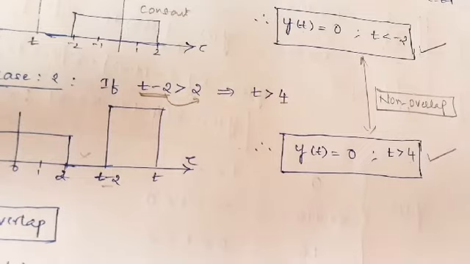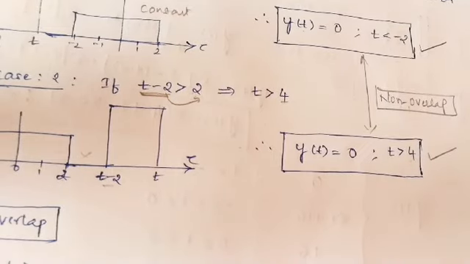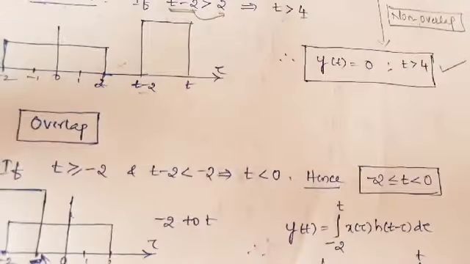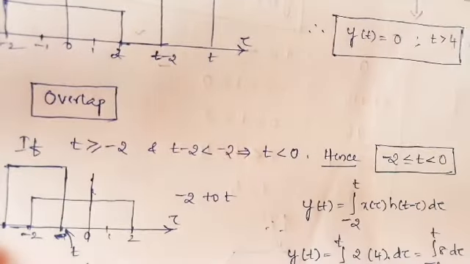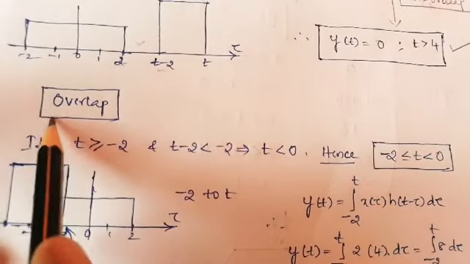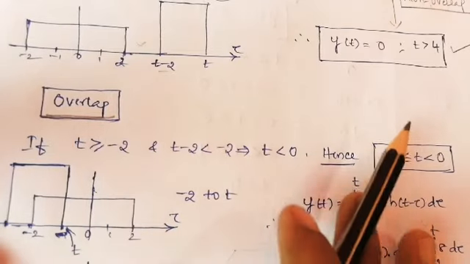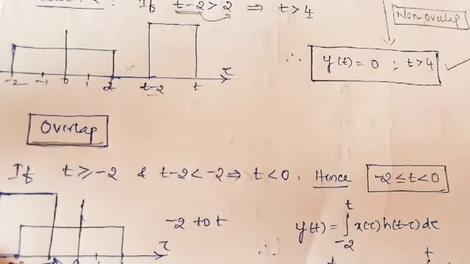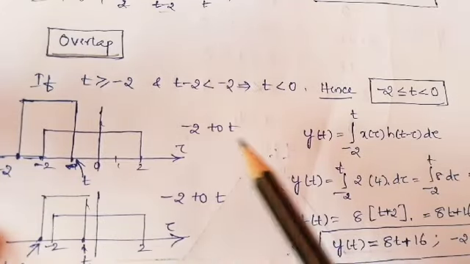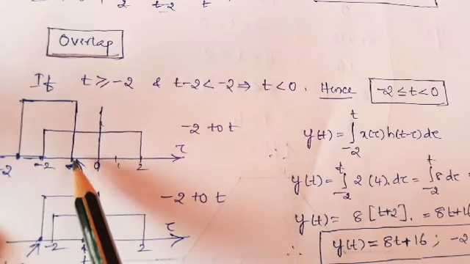These two results are for what? Non-overlap cases. Let's go for overlap. Next is for overlap. When these two sequences overlap, take the second signal and place it over the first signal as it is.